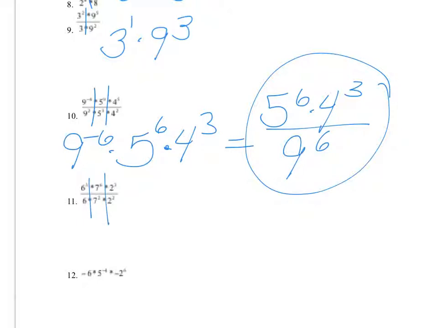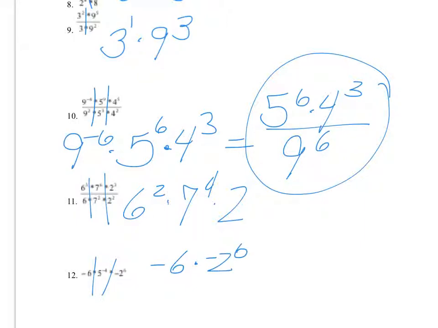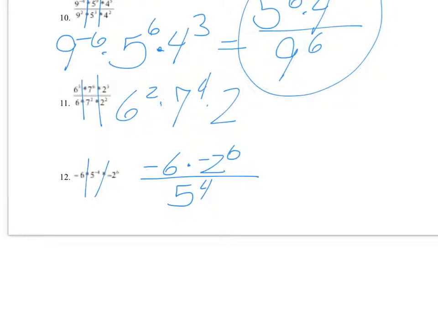11, we have 3 pieces again, giving me 6 squared times 7 to the 4th times 2, or 2 to the 1st power. 12, you should see 3 pieces. The negative 6 has a positive exponent. It's going to stay in the numerator. The negative 2 to the 6th is a positive exponent. It will stay in the numerator. The 5 to the negative 4th has to bump down to the denominator in order to get rid of that negative exponent.